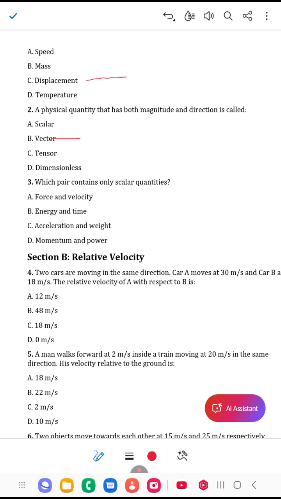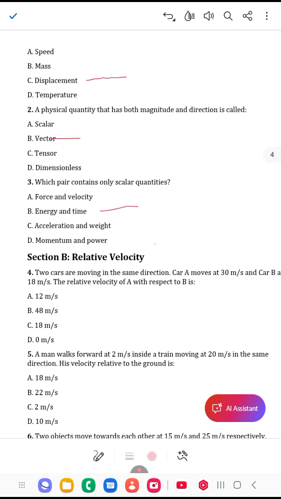Now, number 3, which of the following pairs contain only scalar quantity? So force and velocity, no, that's not the answer. And the reason why that is not the answer is because velocity is a vector quantity. It cannot be acceleration and weight. Acceleration is a vector quantity. It cannot be momentum and power. Momentum is a vector quantity. So the answer here is B.